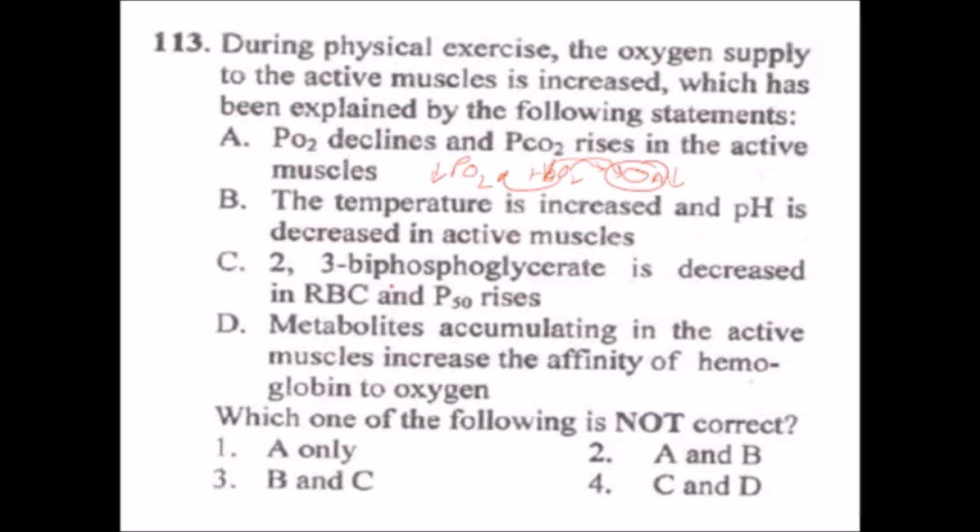Another is that 2,4-bisphosphoglycerate is decreased in RBCs. No, it will be increased in RBCs, because of which there will be a reduction in the affinity of hemoglobin for oxygen. Another is that metabolites accumulating in the active muscles increase the affinity of hemoglobin to oxygen. No, rather it will decrease the affinity for oxygen. So here we are asking for the wrong statement. So the wrong statements are C and D.